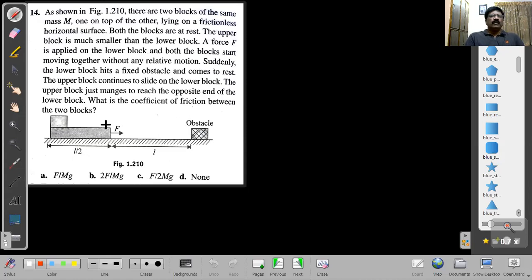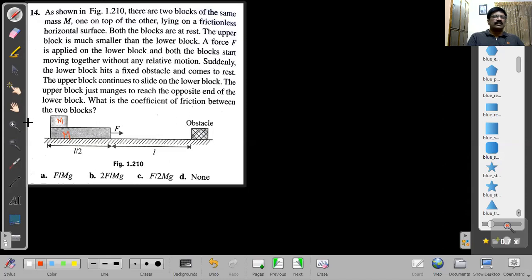Here the lower block is pushed with a force F towards the right. But whenever the lower block is pulled towards the right, both blocks move together without slipping between them. That means both blocks travel with the same velocity, so the relative motion is zero. Whenever the two blocks move together, they can be treated as a single body. Here, the mass of this block is m, and the mass of this block is also given as m only.